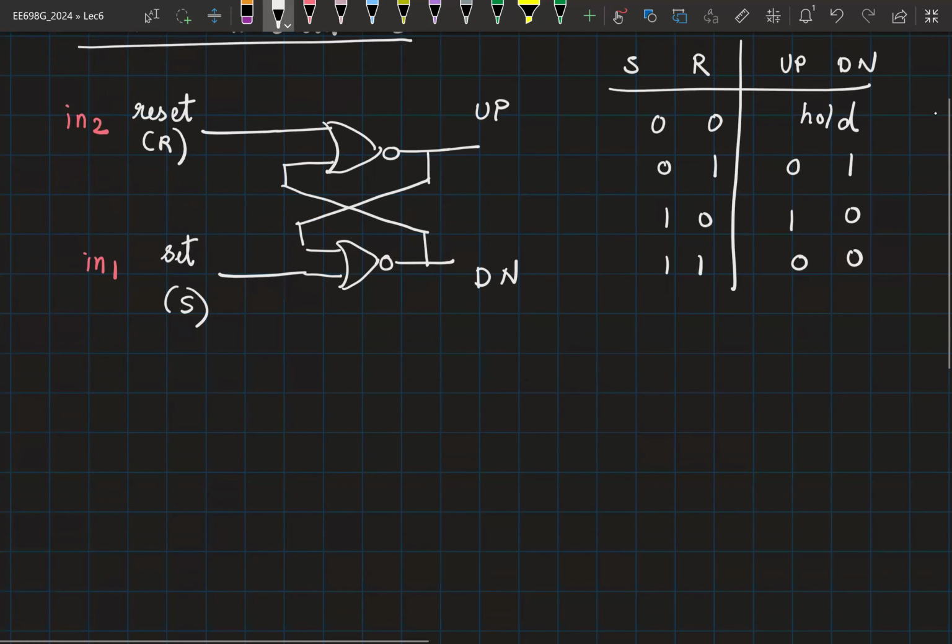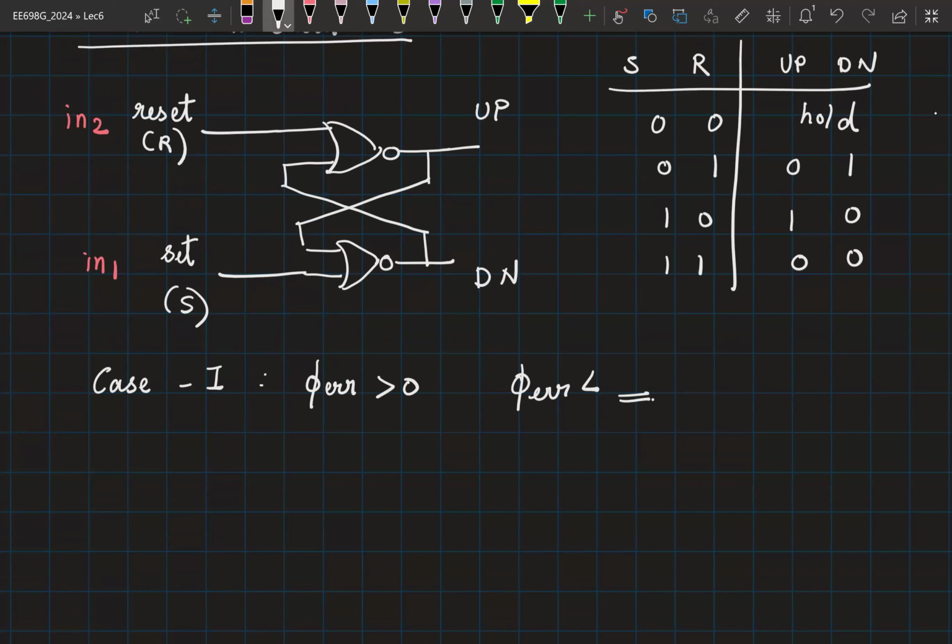Now, based on this, we derived for 2 cases. So case 1 was when the phi error was greater than 0. But of course, this should have some limit. We don't know what that limit is yet. So we would have derived it for phi error varying from 0 to some value. We don't know what that is yet. That's okay. Now, what is the expression you got for VPD average? Please look at your notes and tell me the expression. VDD by 2 into phi error by pi minus 1.